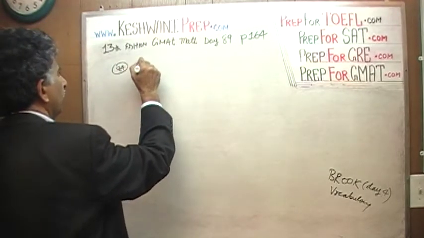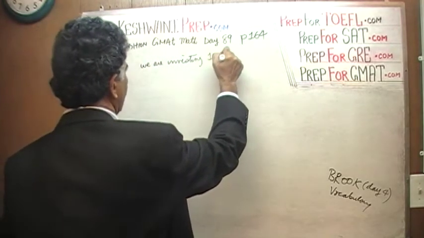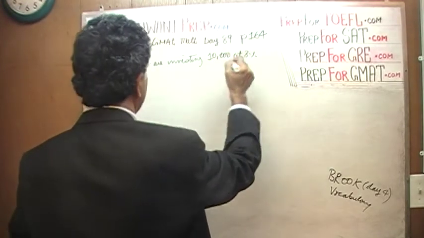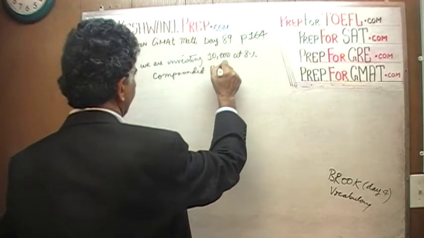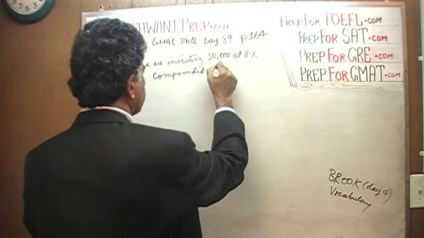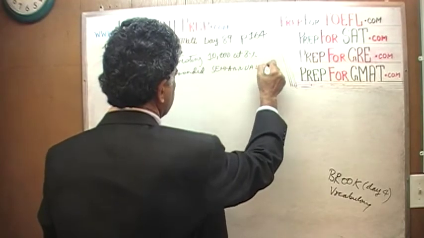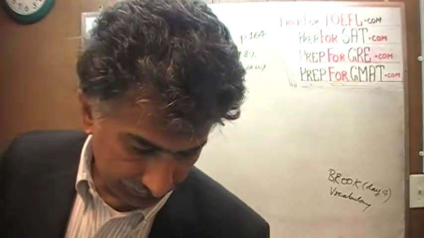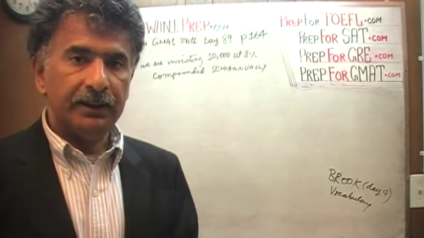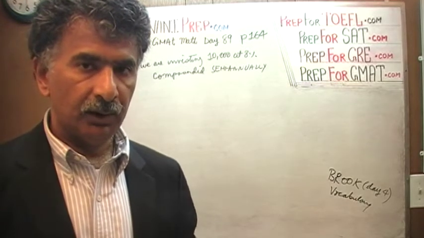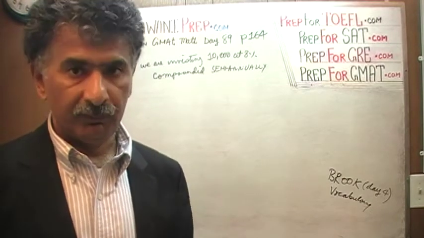In number 84, we are investing $10,000 at 8%, compounded semi-annually, which means at the end of 6 months we're going to earn interest on our deposit, and then at the end of the following 6 months, not only we will earn the interest on our initial investment, but we will also get the interest on the interest that we earn in the first half of the year.